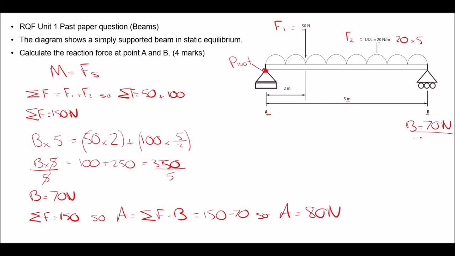Now if I pop that on my answer sheet, I'm pretty sure the person who's marking it would find it, but just so that they know, to keep it nice and neat, I'm going to write A equals 80 newtons, B equals 70 newtons. One last check: do these both add up to 150? 80 plus 70? Yeah. And if they don't, I've gone wrong somewhere.